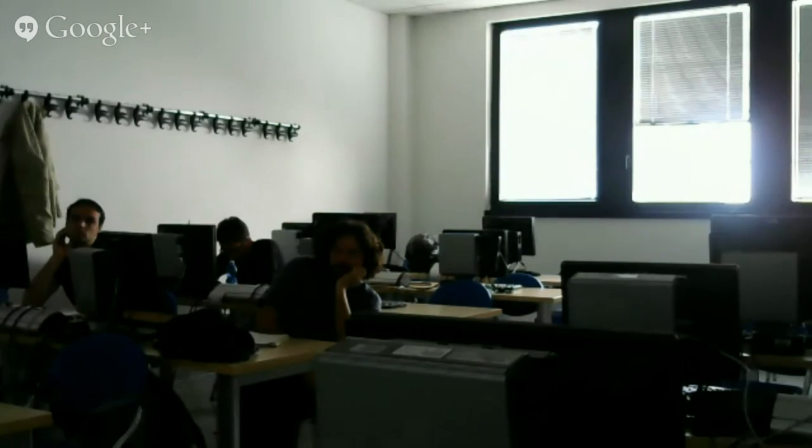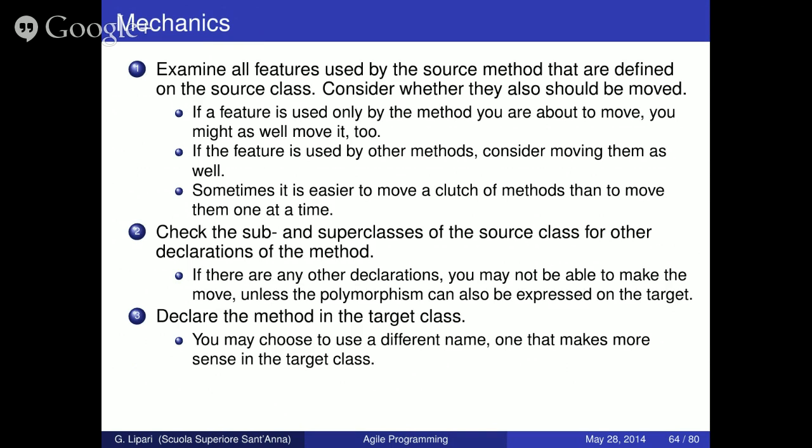Once you have checked that you can actually move the method and the move is going to be convenient, you start by declaring the method in the target class. Remember, in all this refactoring, you start by first adding code, second copying code, and then finally removing the code that you just moved. So at the beginning, you just start by adding and compiling, and only at the very end, when you have copied everything, you just remove the original one.